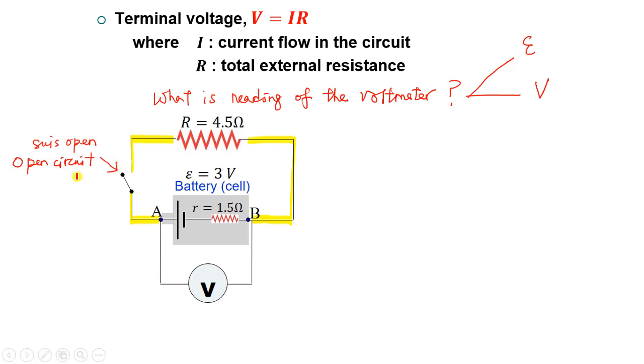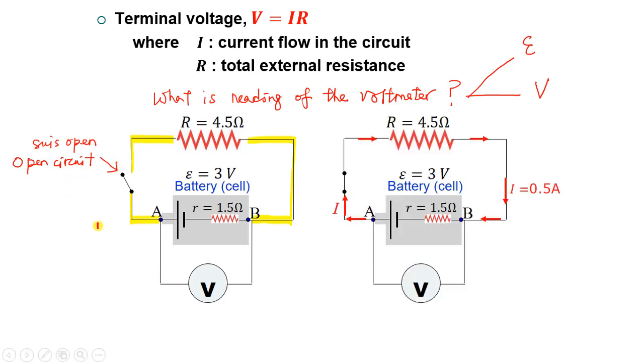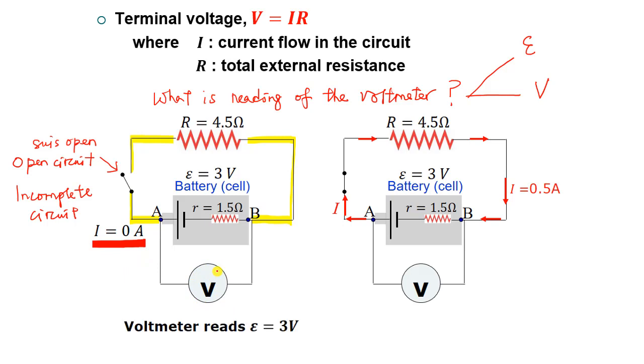So if we have an open circuit like this, then our current is zero, because there will be no current flow since it's an incomplete circuit. So our current is zero. When our current is zero, what is measured by the voltmeter? The voltmeter will read the EMF. So how much is the EMF of the battery? 3 volt, for example, for this one.